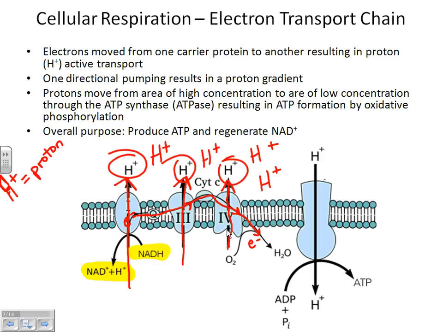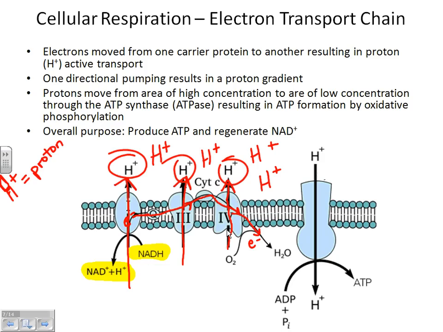Did everybody understand what we talked about yesterday when we went over facilitated diffusion? Simple diffusion? I've got more molecules of protons on the top of this membrane than I have on the bottom. So which way are they naturally going to want to go? They're going to want to go down.